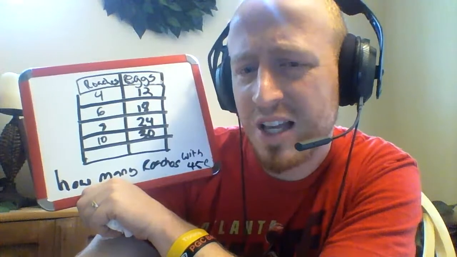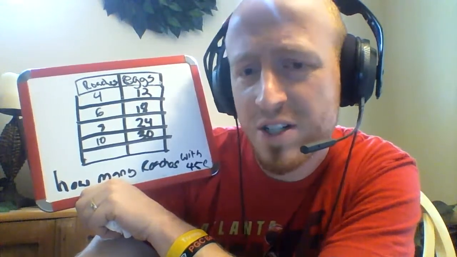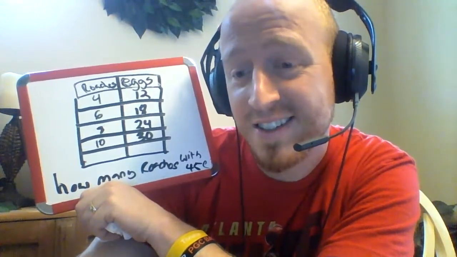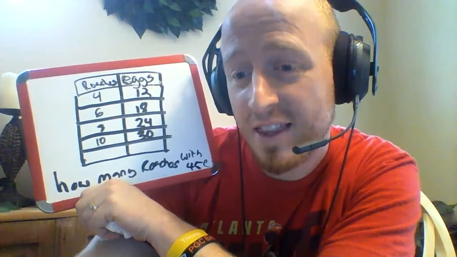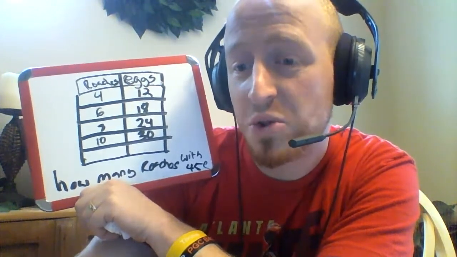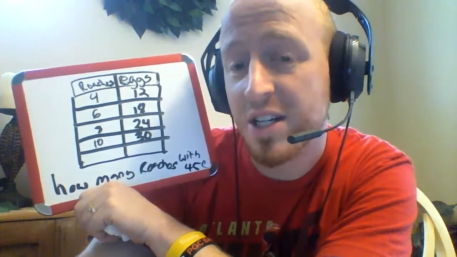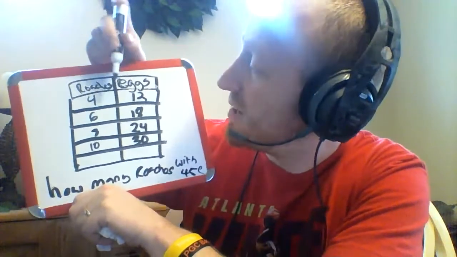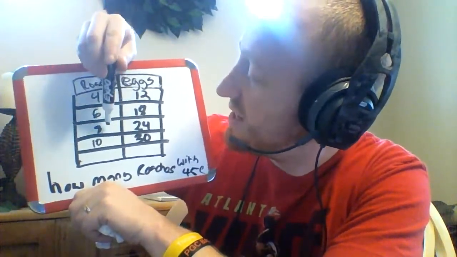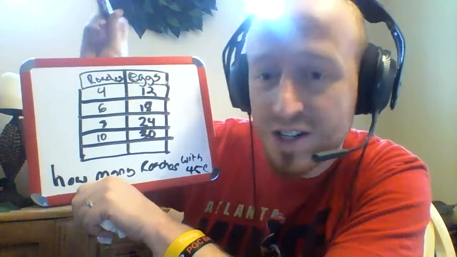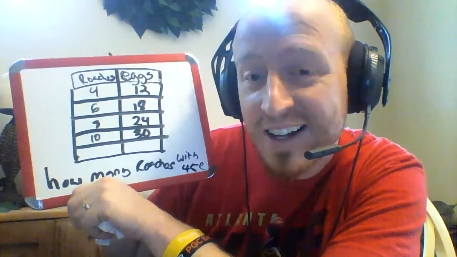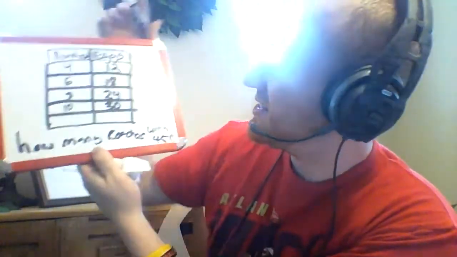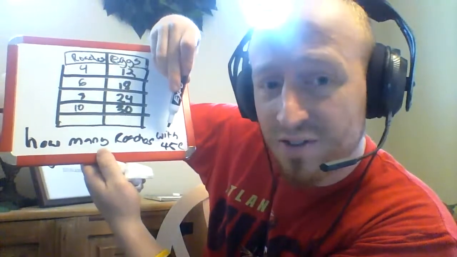Four times 2 is 8. 4 times 4 is 16. Wake up. There we go. It's 3x. The rule is 3x, or times 3. So 4 times 3 is 12, 6 times 3 is 18, 8 times 3 is 24, 10 times 3 is 30, right? So it didn't say how many eggs if there were 45 roaches.